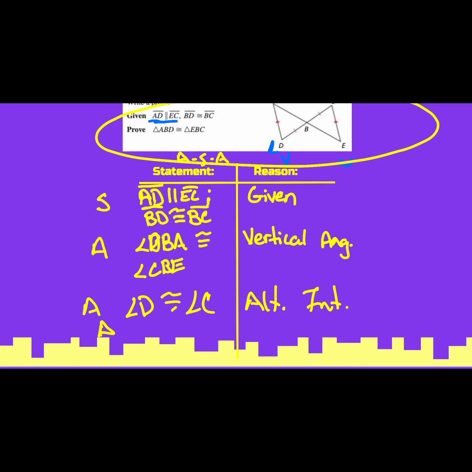We can say triangle ABD congruent to triangle EBC because of angle, side, angle.